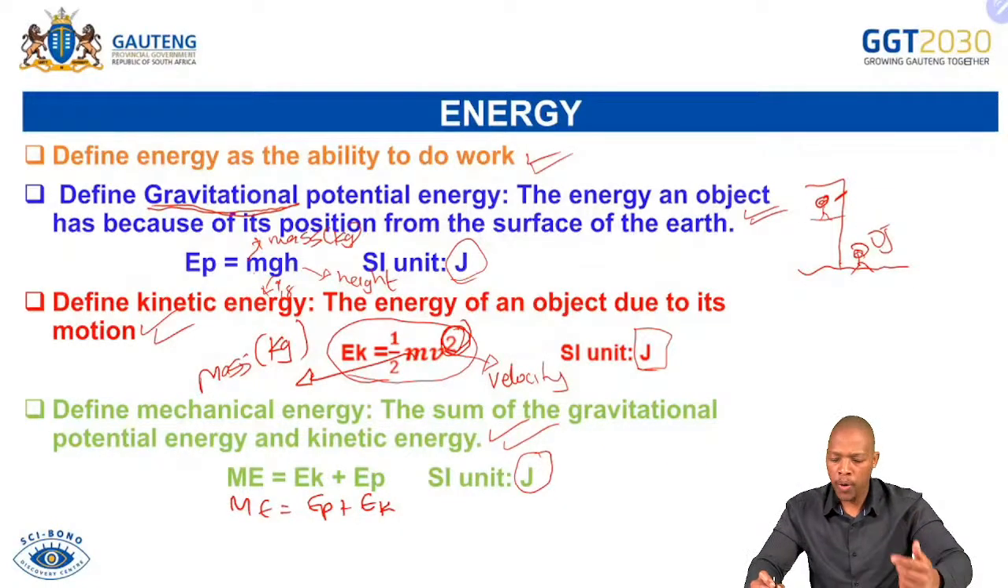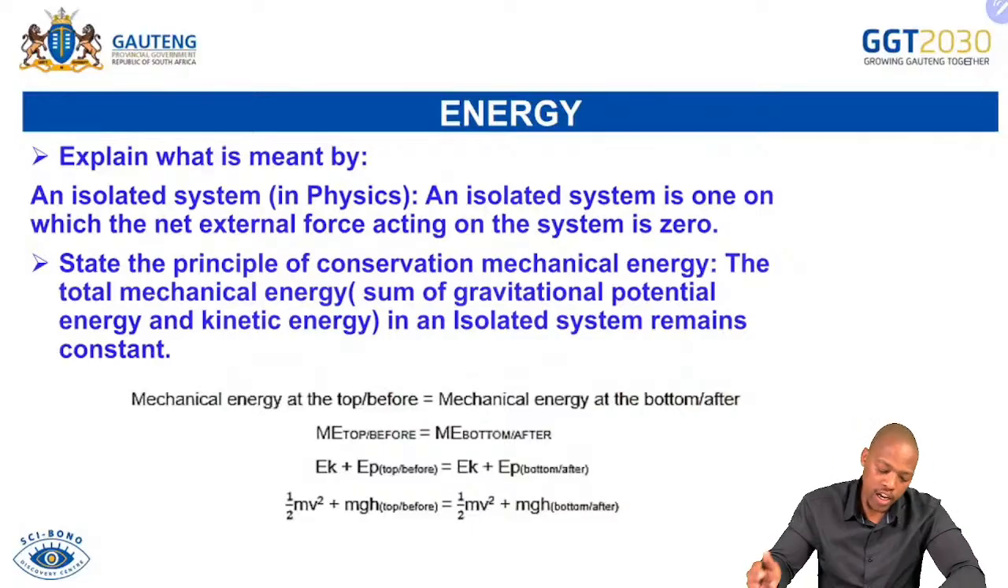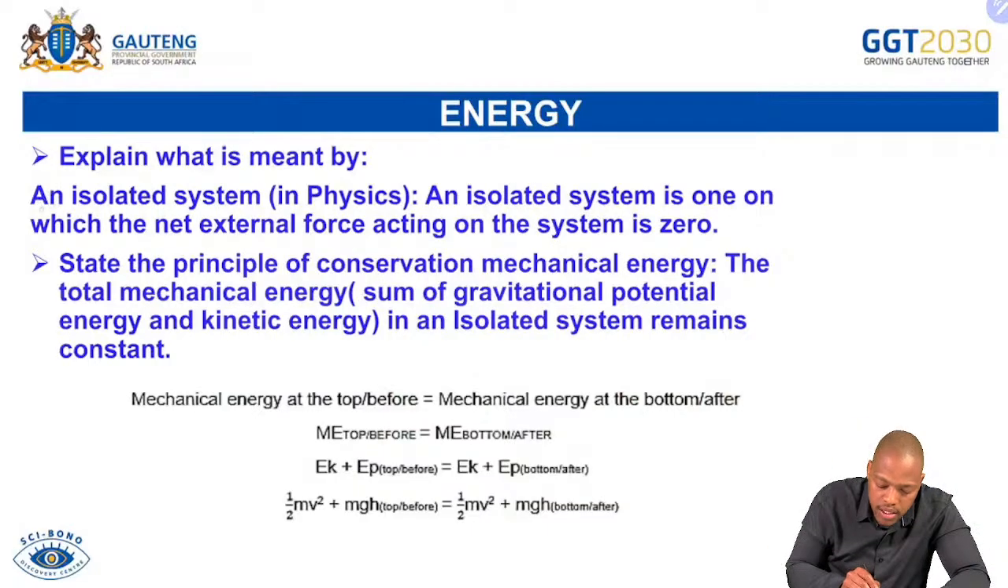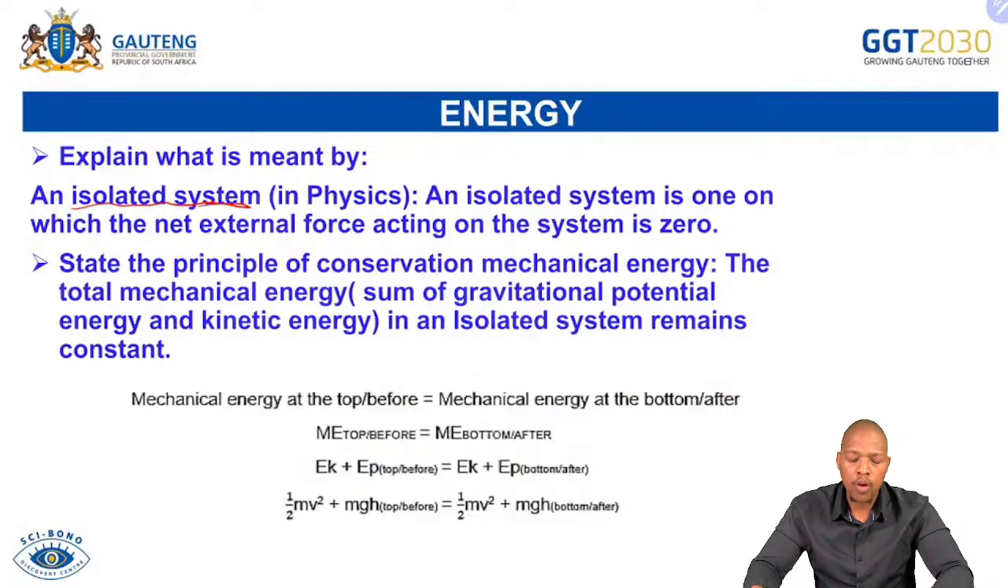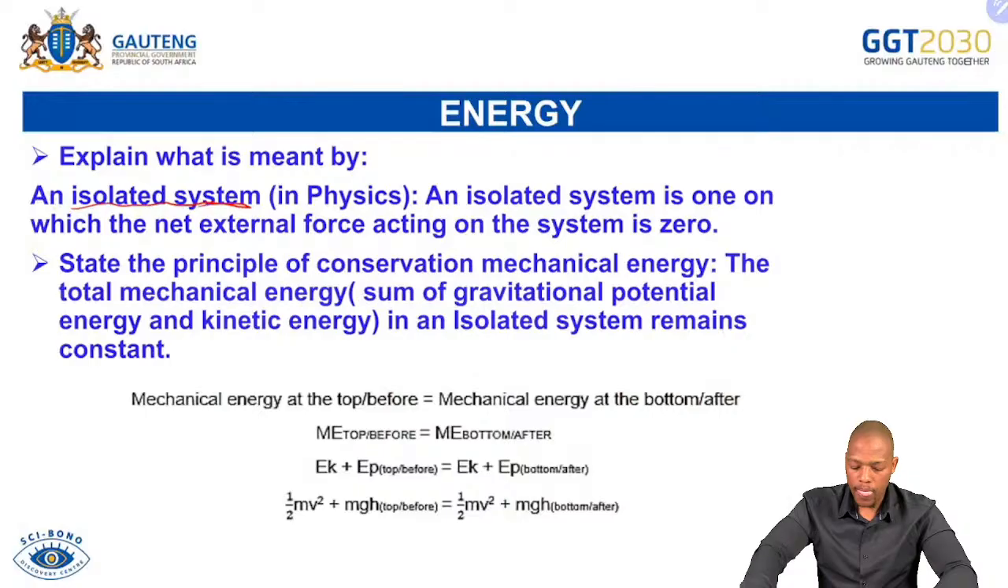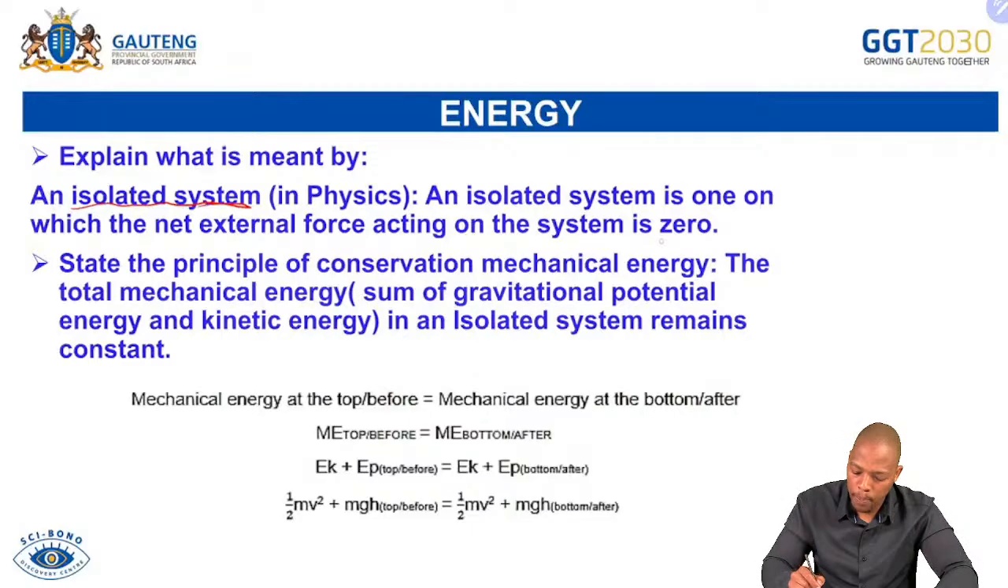in grade 10, but probably introduced to you in a different way, was the next one in image, where we are talking of the principle of conservation of mechanical energy. Before we can look at the principle of conservation of mechanical energy, we have to revisit this term here, isolated system. We spoke about it at length when we were doing the conservation of linear momentum. We said an isolated system is one on which the net external force acting on the system is 0. You would remember that we spoke about this at length.